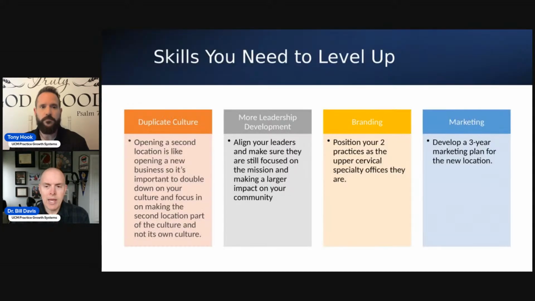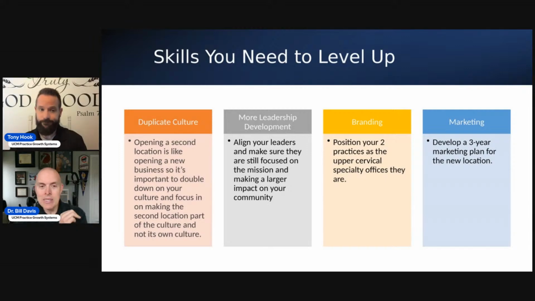And so in this scaling master stage, the skill you need to develop to level up is really to duplicate your culture. And this can be really challenging. Opening a second location is like opening a new business. It's important to double down on your culture, focus on making the second location part of the culture and not its own culture.